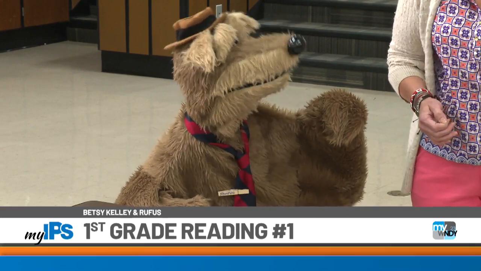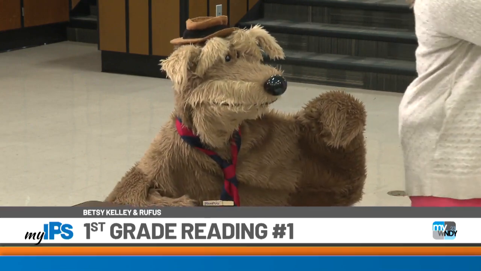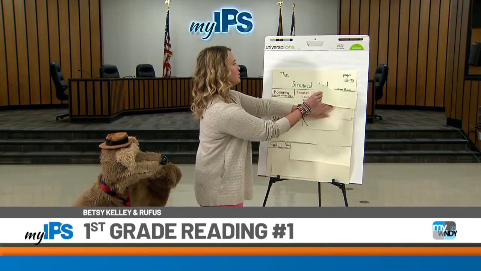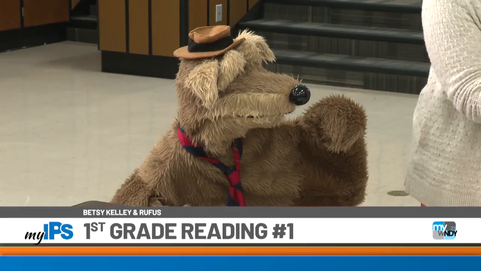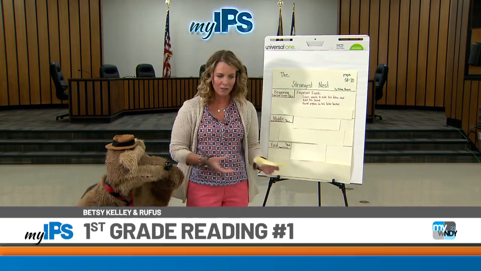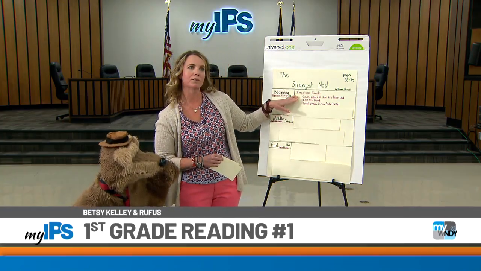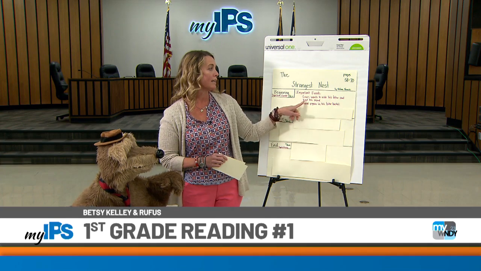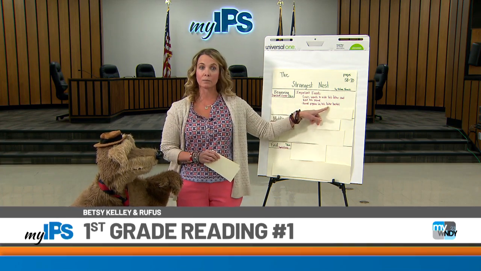Lewis wants to ride his bike to beat his record. He sure does. Lewis wants to ride his bike to beat his record. And what else happened at the beginning, Rufus? He finds a pigeon in his bike basket. He sure did, and he can't ride with that. So you notice I wrote the important events. Lewis wants to ride his bike and beat his record, but he found pigeons in his bike basket.